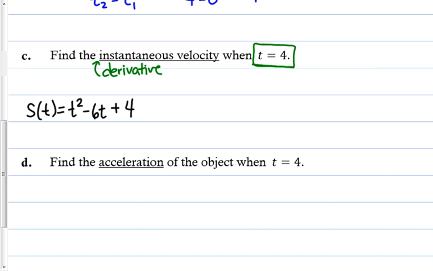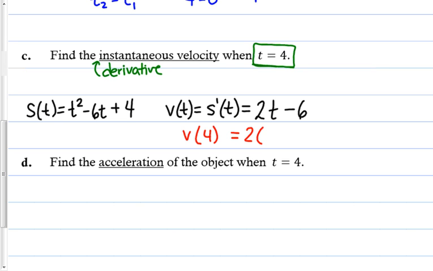So now I need to derive this. The derivative is going to be my velocity. So s prime of t is my velocity. Let's see. Bring the 2 to the front, then t minus 1. Minus 6t becomes just 6. And there's my function.